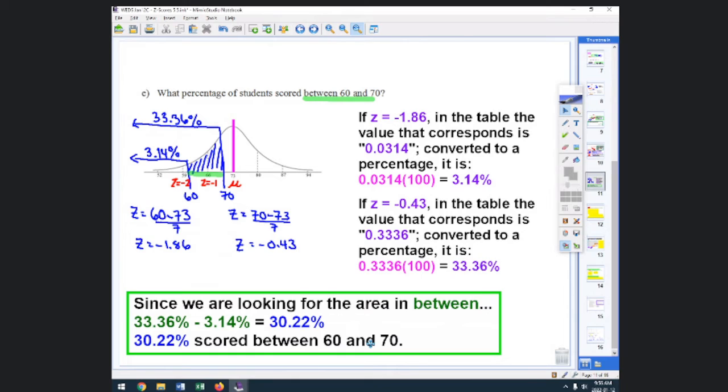I would give 2 decimal places for your answers here, for the percentages, just to try to keep them as precise as possible. So if you want to know what's between, you have to subtract them. Always the greater minus the lesser.